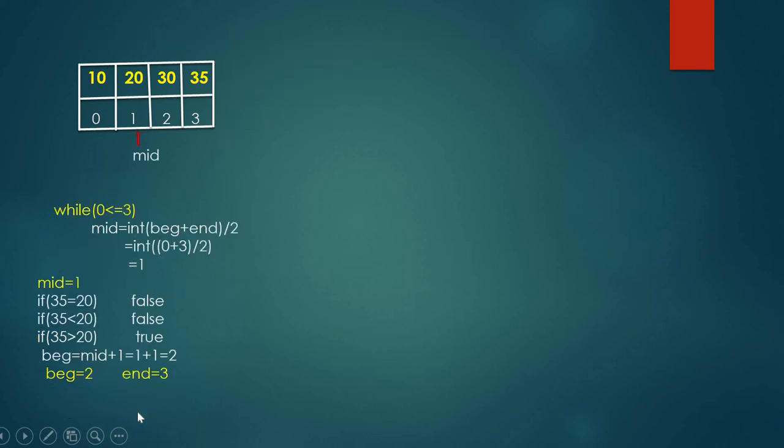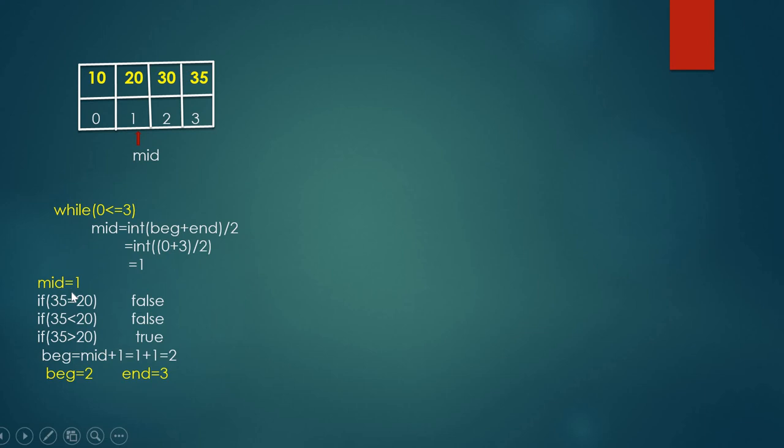In the next iteration, while 0 is less than or equal to 3, that is beginning less than or equal to end. We got the end value 3. So beginning 0 is less than or equal to 3. That is true. So again we are finding the middle position. Mid is equal to beginning plus end divided by 2. That is 0 plus 3 divided by 2, which is 3 by 2, is 1.5. Integer part of 1.5 is equal to 1. So mid is equal to 1.